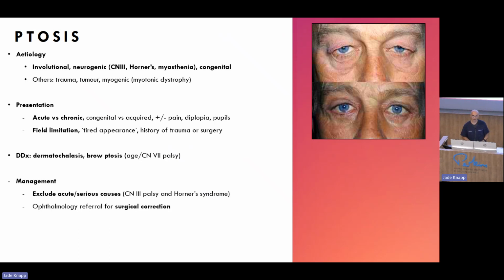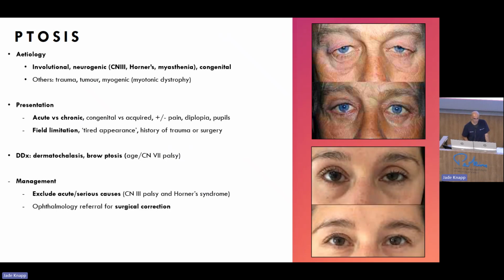I wouldn't give you that in an exam. That's kind of gold star material, but you might well get the dermatochalasis because it's so common, right? What's the management here? Exclude the neurological stuff, and then it's ophthalmology for lots of various types of surgery for different types of ptosis. And here's an example. So a young lady with a left-sided ptosis of unknown cause, let's say, and you can see after surgery, she's much more symmetric. So that's a really good cosmetic outcome for her.